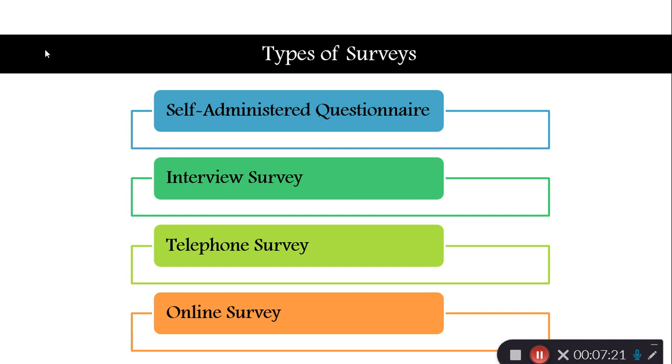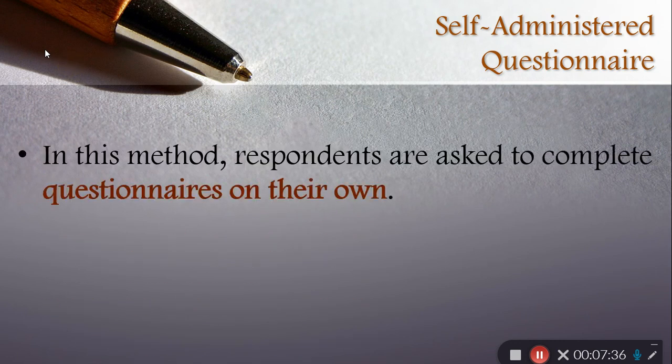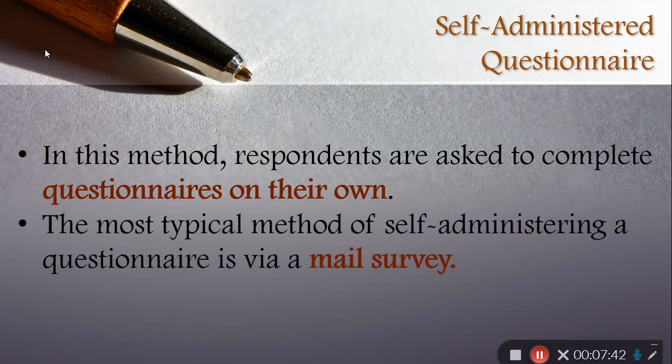Your text talks about 4 different types of surveys. One is the self-administered questionnaire, another is the interview survey, the telephone survey, and finally the online survey. So let's take a closer look at the self-administered questionnaire. So in this method, respondents are asked to complete questionnaires on their own. The most typical method of administering a questionnaire is via a mail survey.